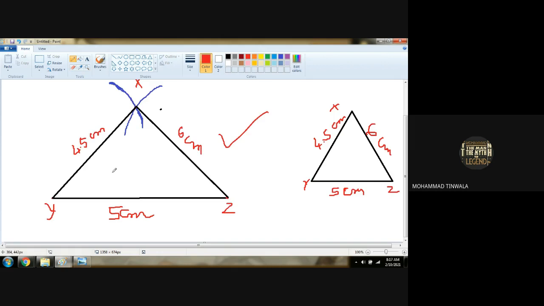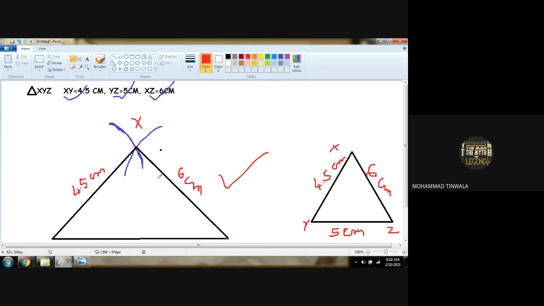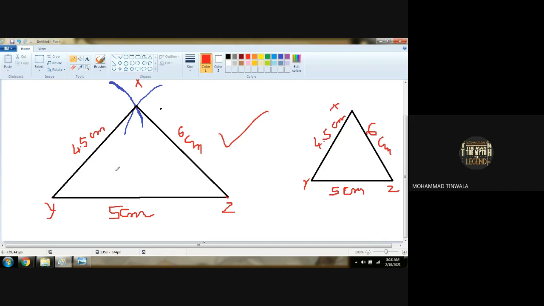Anybody has any doubt with this question number 1? No, sir. So what are the things we did here? Taking baseline, taking line segment YZ with the measure of 5 centimeter will be our first step. Right or wrong? Yes.